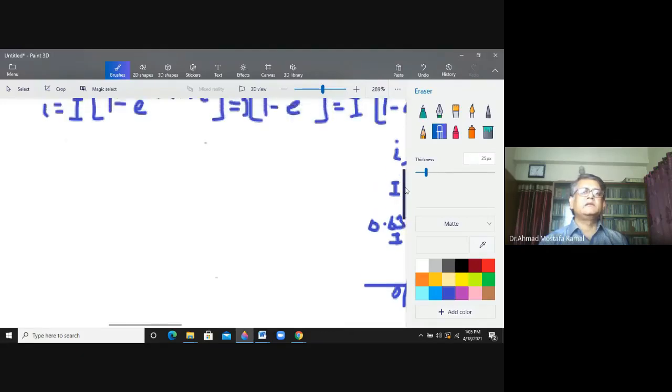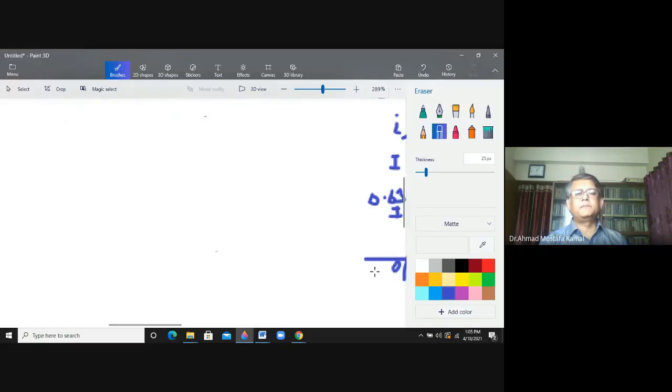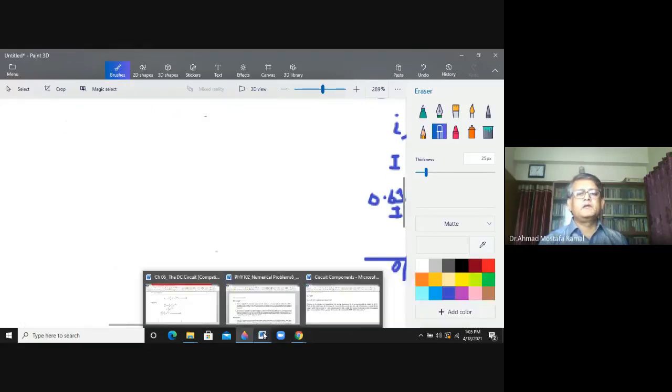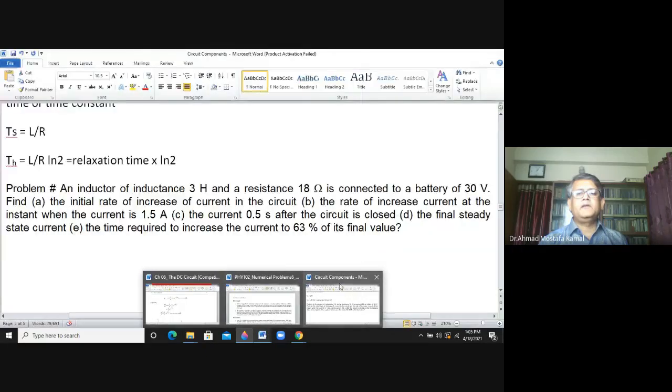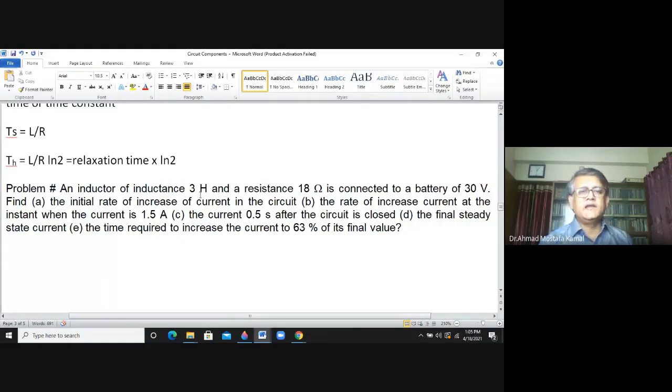So, RL circuit. We are working with an RL circuit and we are going to solve a problem. Please take a calculator and pen, notebook and pen, and start writing. An inductor of inductance L.